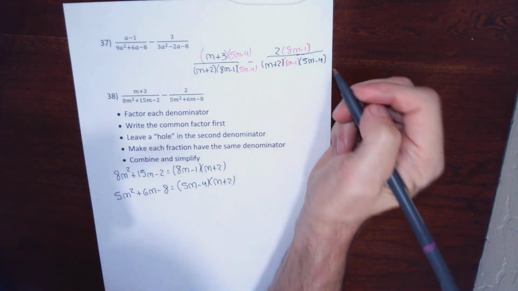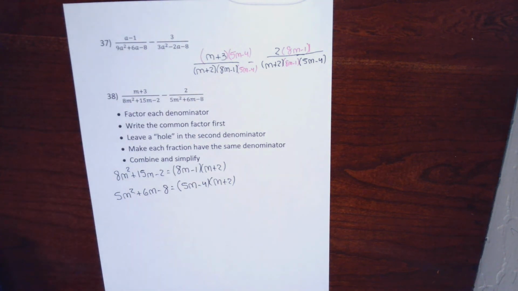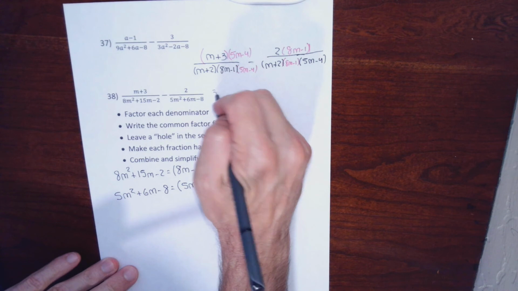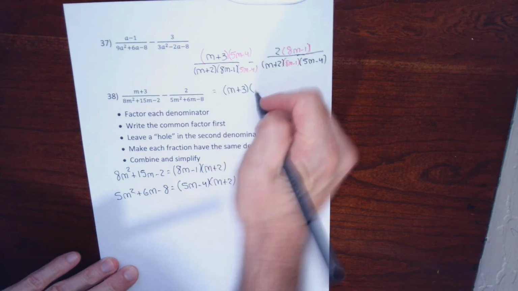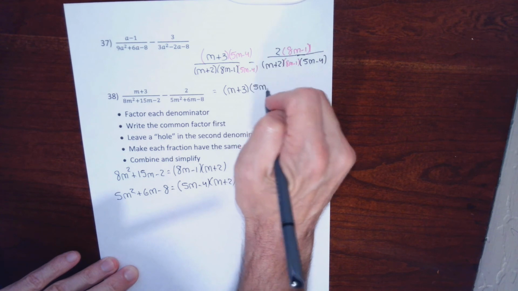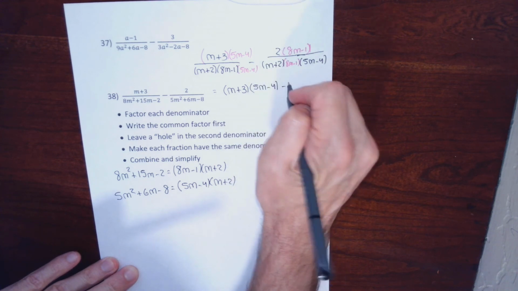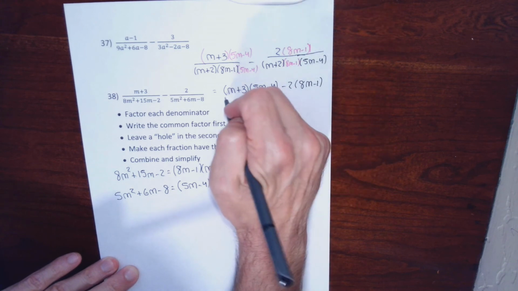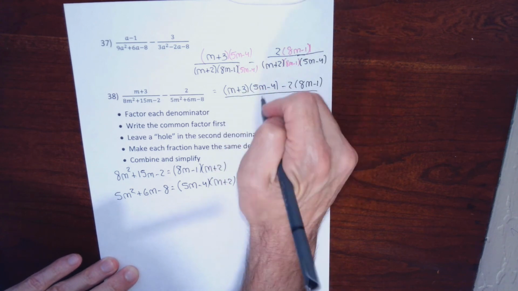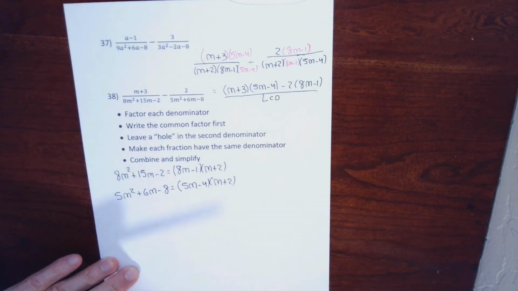And of course, I'm making my denominators all line up in the same order. Now I can make the 2 fractions into 1. I'm going to write m plus 3 times 5m minus 4 minus 2 times 8m minus 1. And then instead of writing all 3 factors, I'm just going to write LCD.